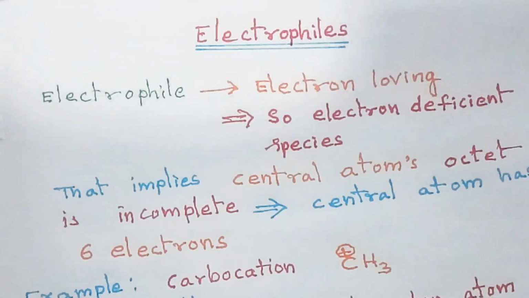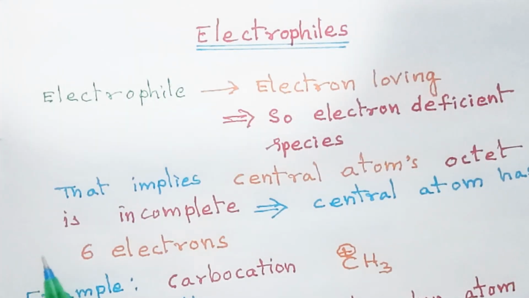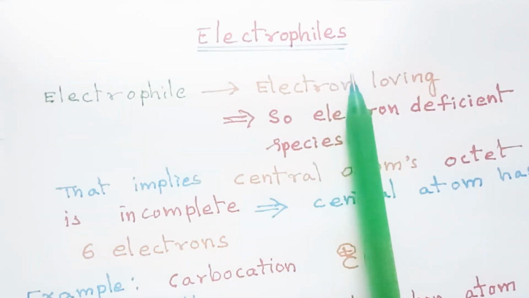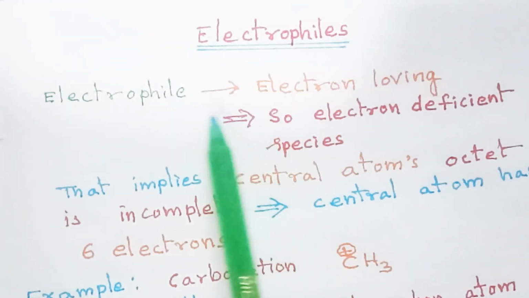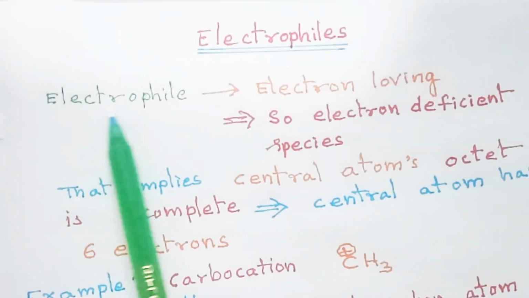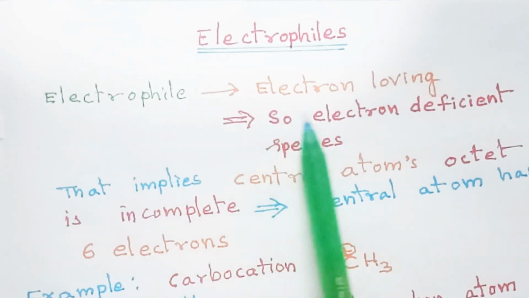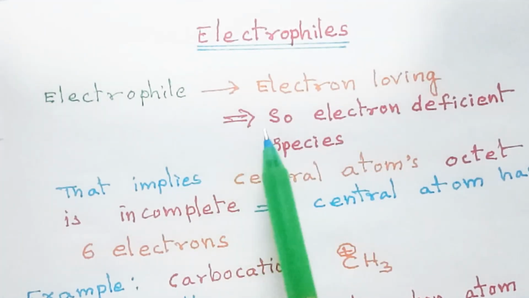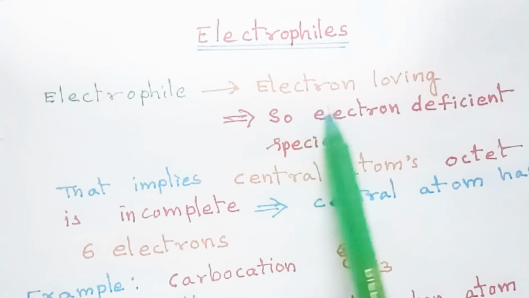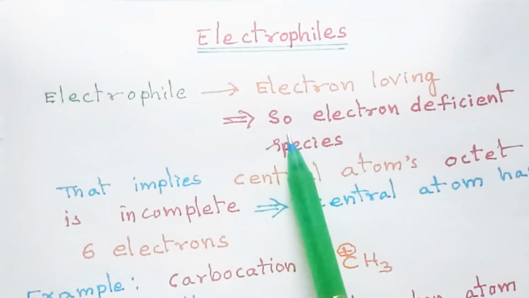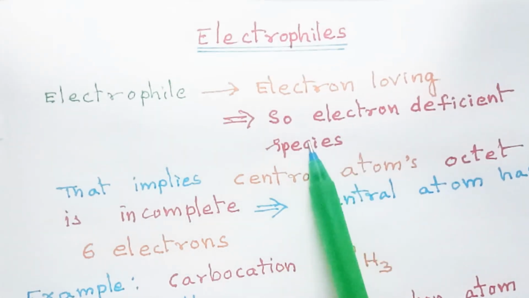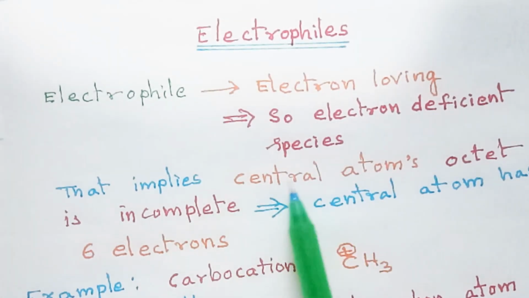Dear students, in organic chemistry we come across electrophiles many times. Now today let's see what an electrophile is. An electrophile is an electron loving species. Phile means loving. So it is an electron deficient species. Since it is electron deficient, it loves electrons.